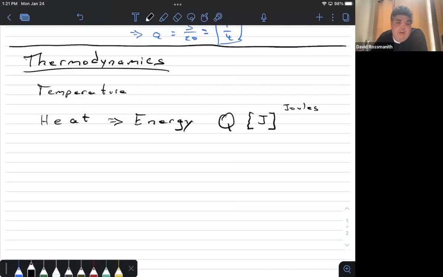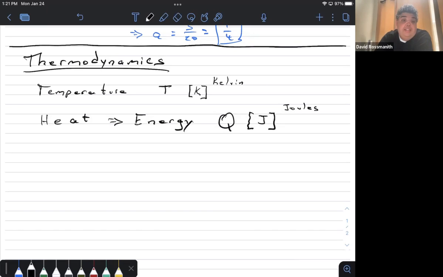Why Q? I'm not sure. Someone hundreds of years ago, before my time, demanded that the variable for heat energy be Q. Of course, temperature, its variable is capital T, and its unit is capital K, which is Kelvin. Now, this is an issue. This is an issue because none of us use this unit when we talk about temperature.